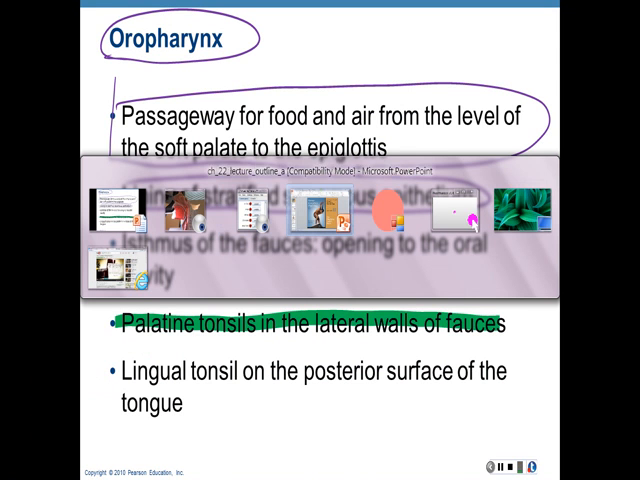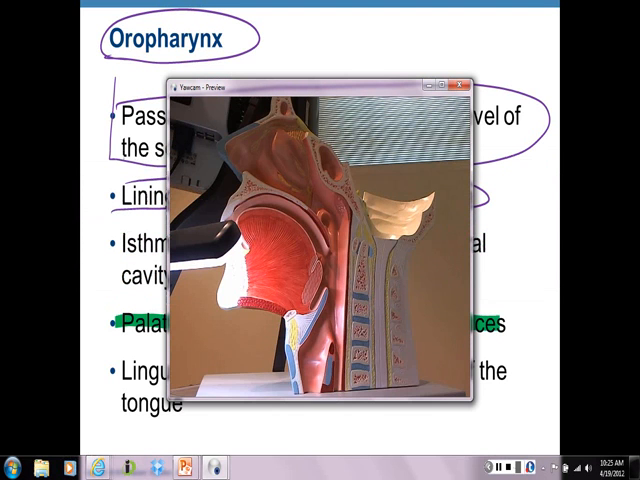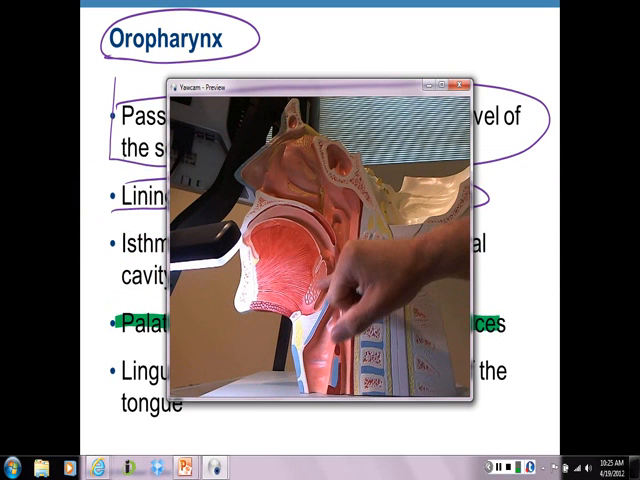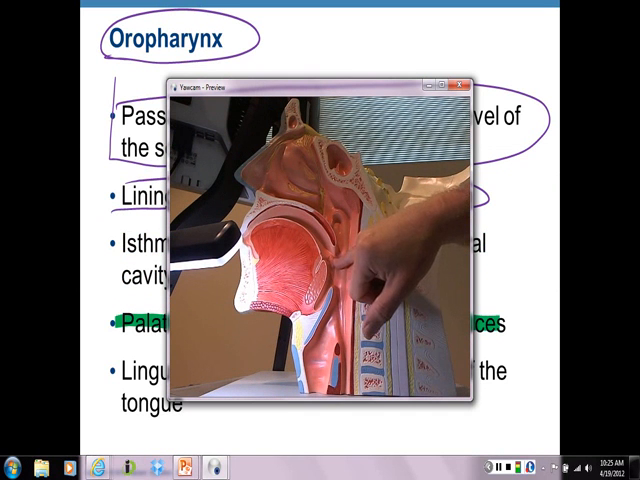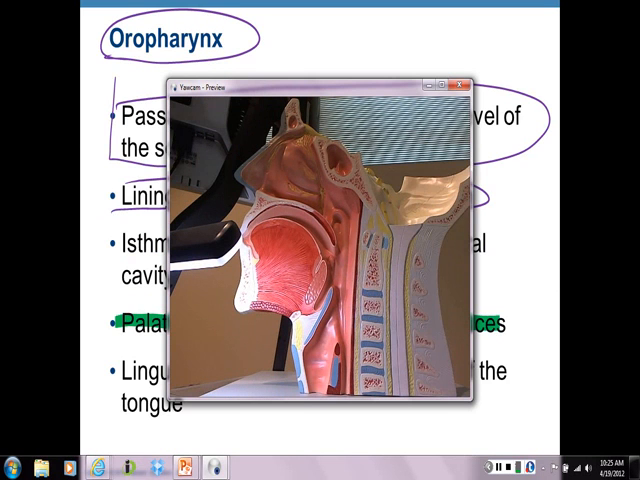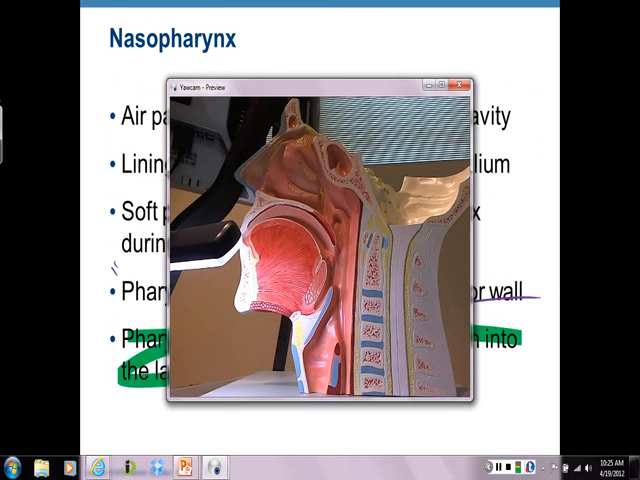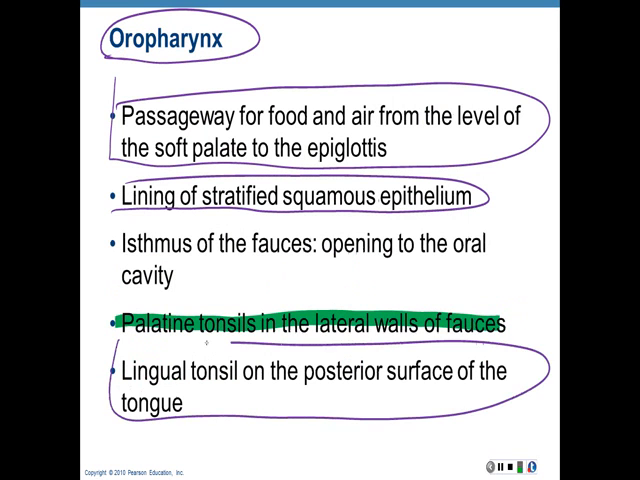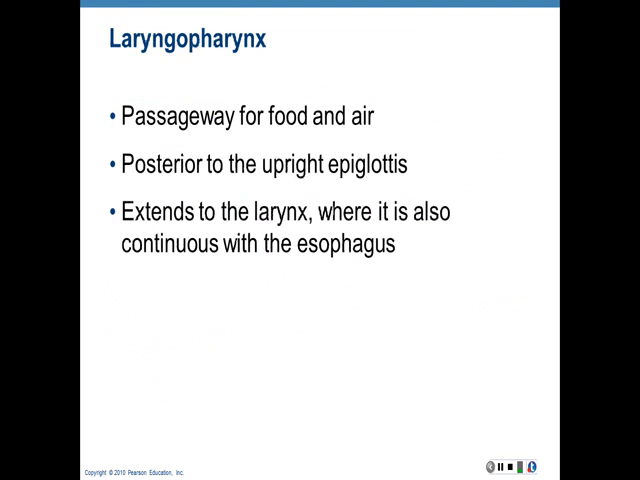So if you look, let's go back over to our camera. Here, you can see palatine tonsils right there. You also have lingual tonsil down here, by the way. But that would be the tonsil that is often removed in childhood. And lingual on the back surface of the tongue, which I think I just showed you. Did I show you that one? Yes, I did.